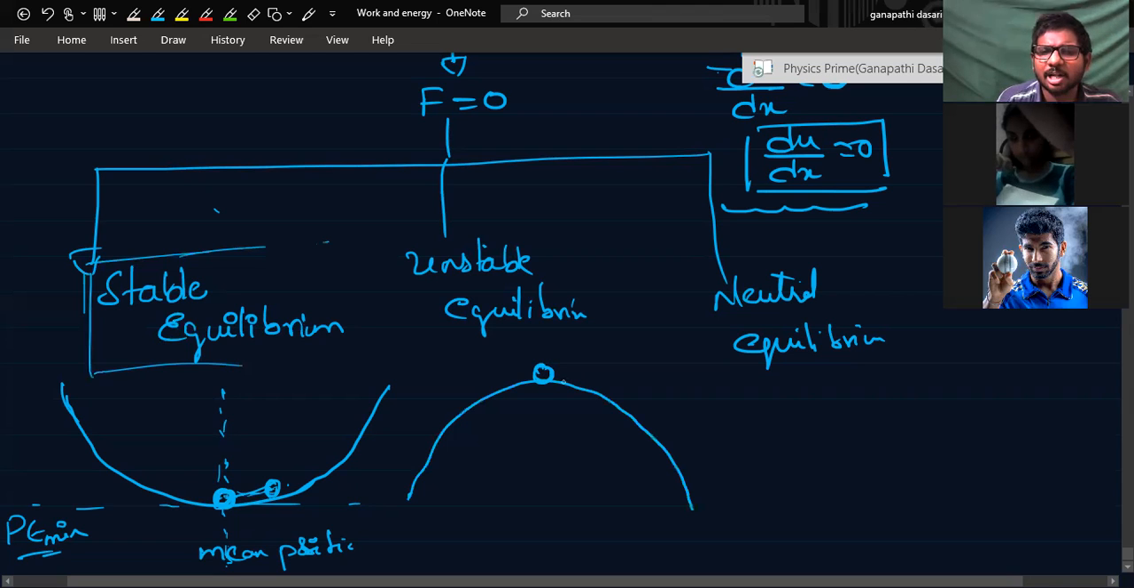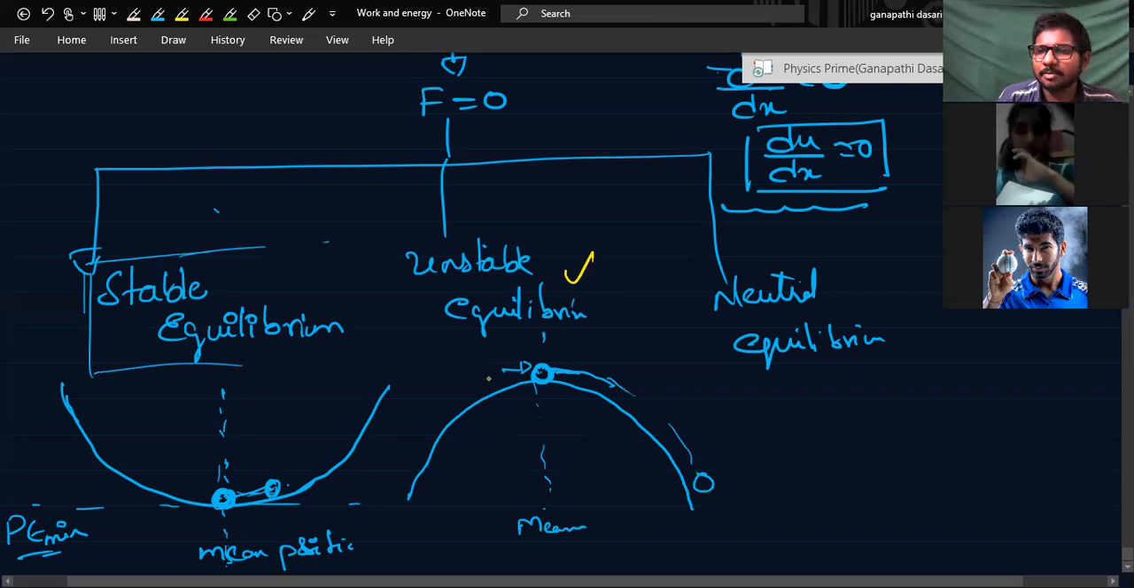But suppose in this situation you keep the ball here: force is zero, here also it is at rest. Now you leave it. What happens? It may fall this side or that side. If you displace it by a small angle, the ball will try to go away from this mean position, right? So here it is called unstable equilibrium.